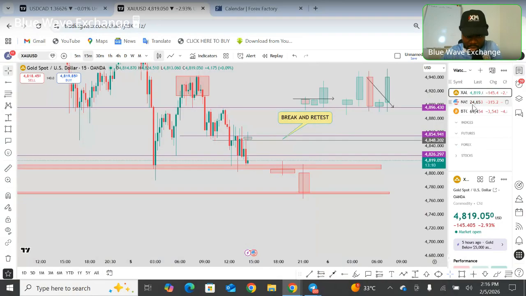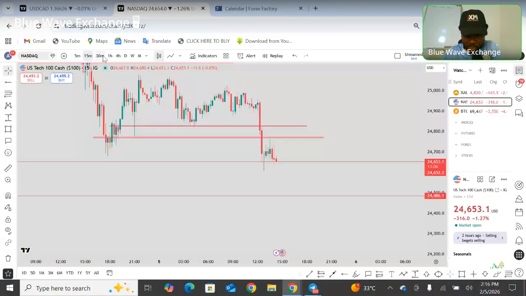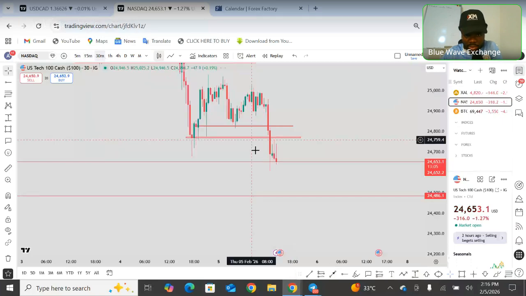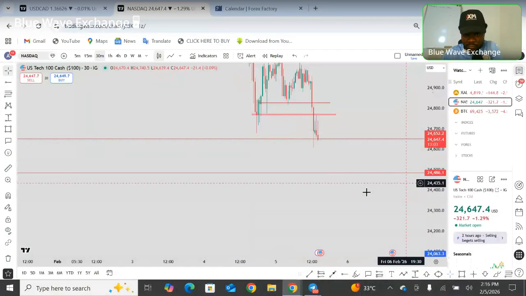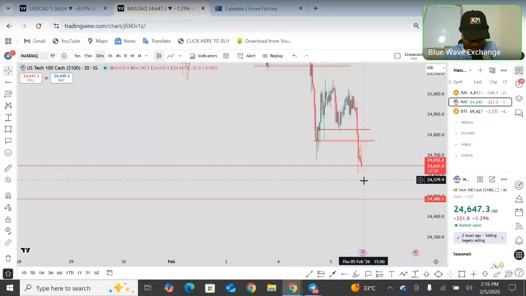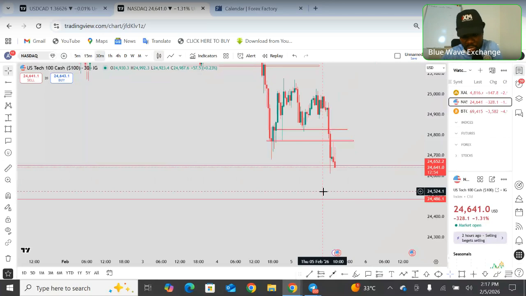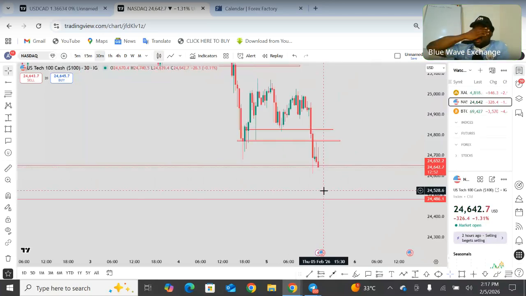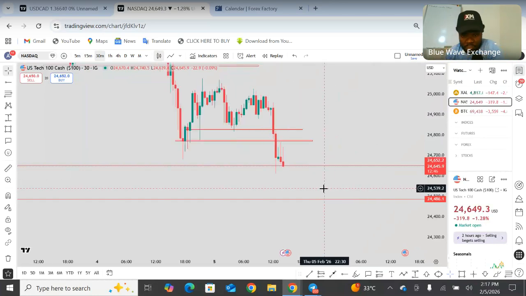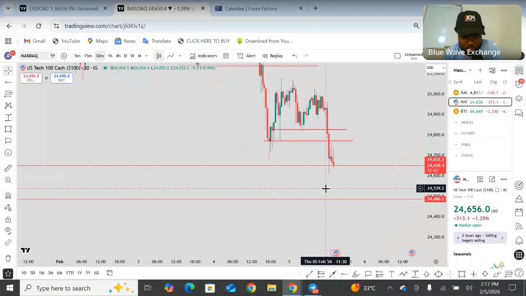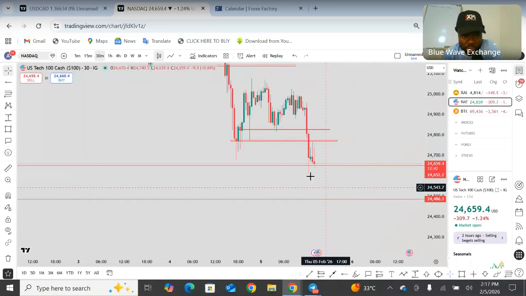Okay, so Nasdaq, the candle is trying to break below. So you have 13 minutes. In the next 30 minutes, if price breaks below, it will be a good sell on Nasdaq. So price is being rejected at the level.